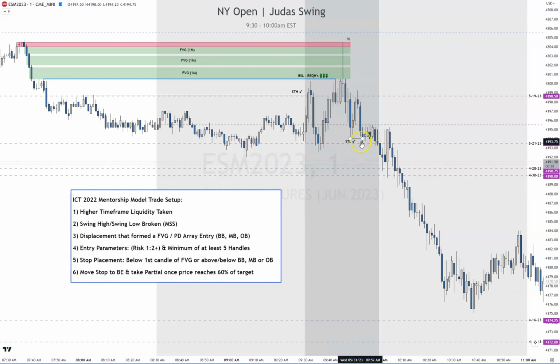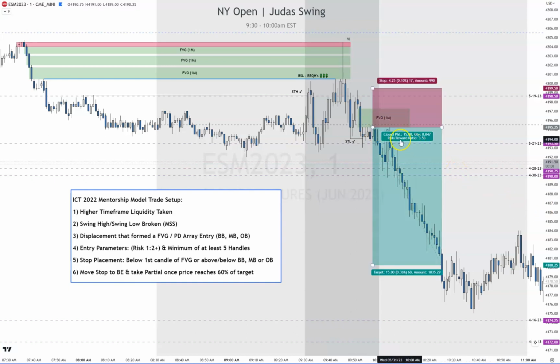So it does take out a short-term low. There is a fair value gap right here that's formed with displacement as it came down here. Price does trade back into it. So you could take your trade at the bottom of this fair value gap and put your stop loss one tick above the high here and go down for, right now I have it for 15.